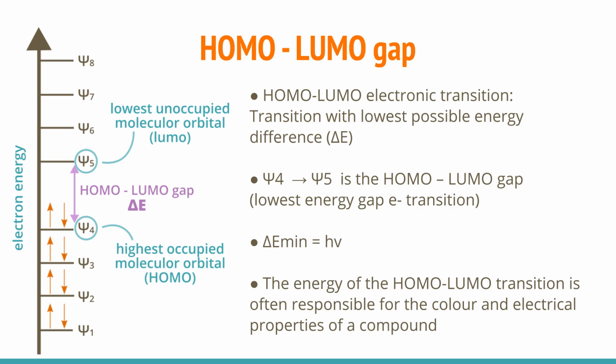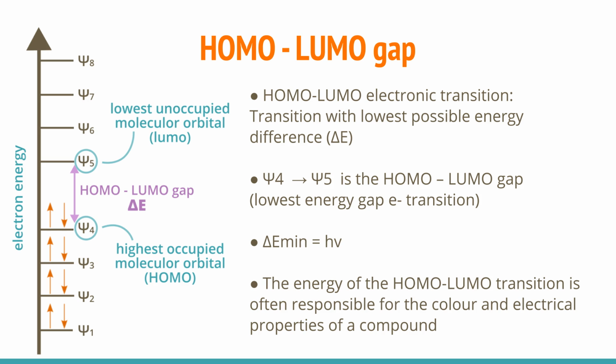HOMO-LUMO electronic transition. The HOMO-LUMO transition has the lowest possible energy difference. For the diagram on the left, electron transition from wave function 4 to wave function 5 has the lowest energy gap, i.e., it is the HOMO-LUMO gap.